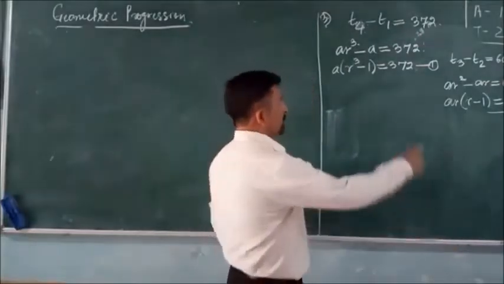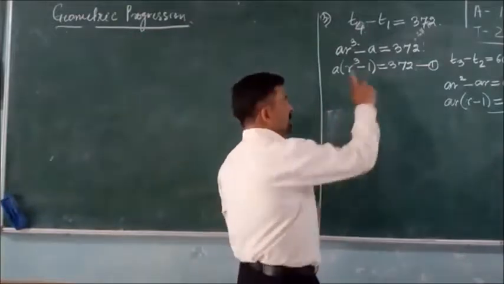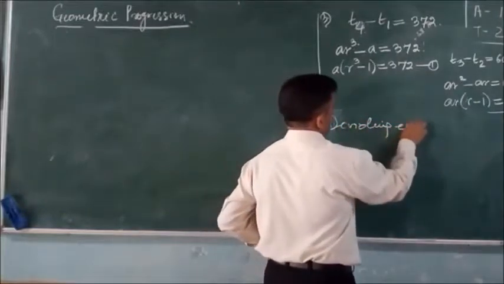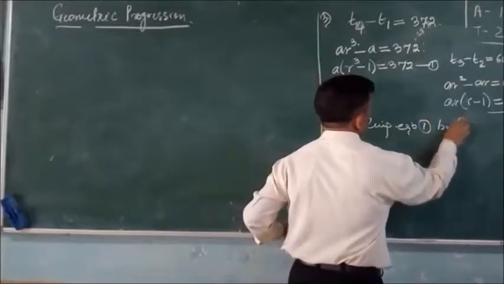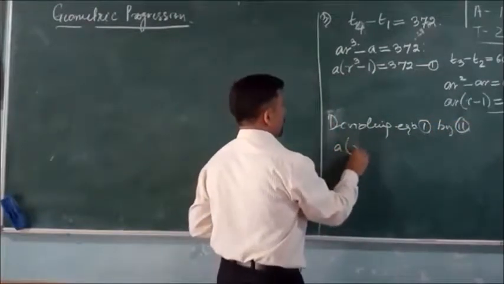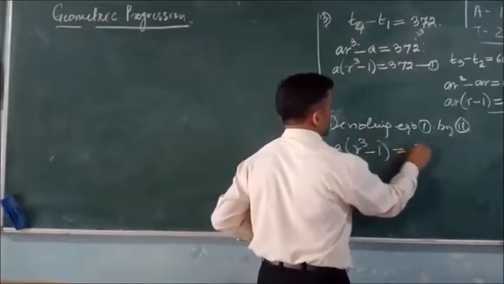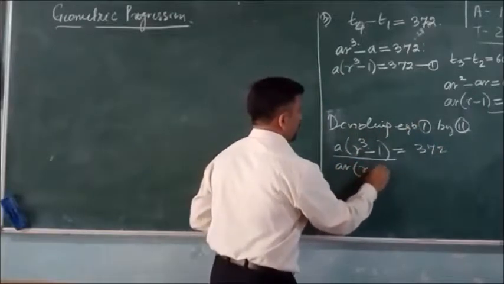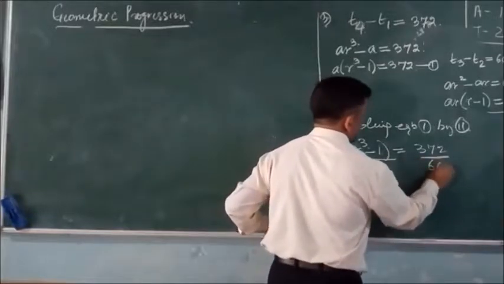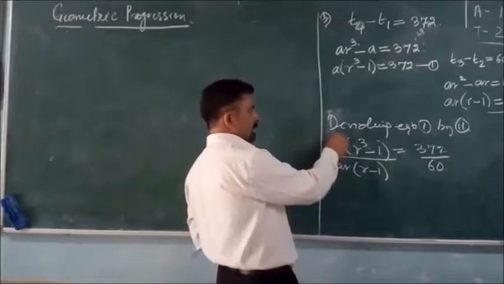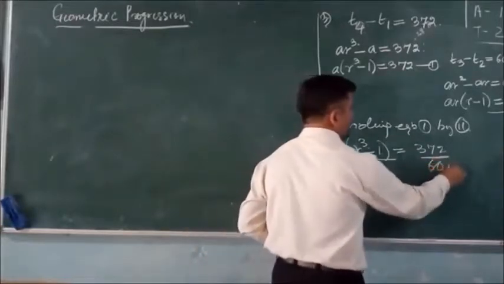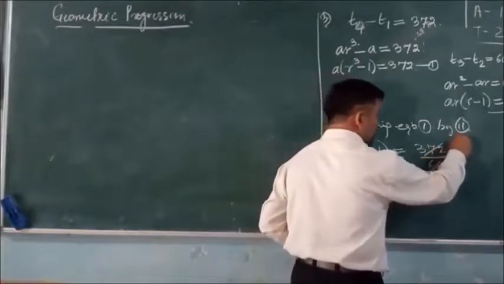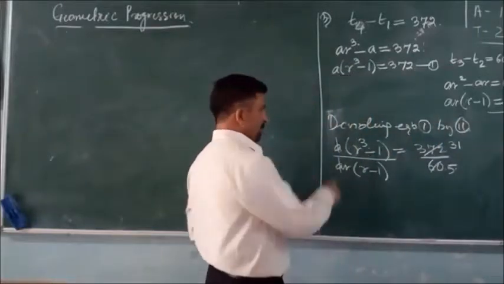Is it okay? Yes. So this is of higher order. Do you agree with me? Yes, sir. So this equation is going to be divided by this equation. So dividing equation 1 by 2, A into R to the power 3 minus 1 is equal to 372 divided by this side, AR into R minus 1, this side divided by 60. Is it okay? Yes, sir. Now what I see here is A cancels this A. 12 5s are 60, 12 3s are 36, 12 1s are 12. Is it okay? So this I could simplify.